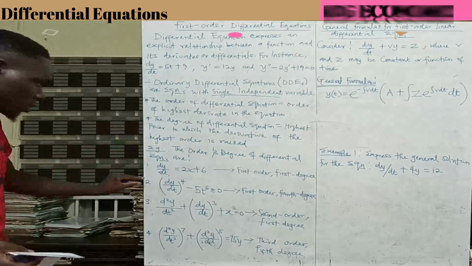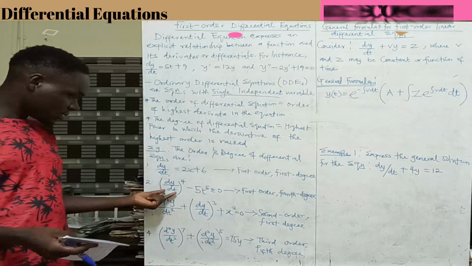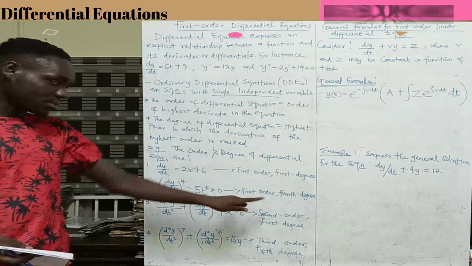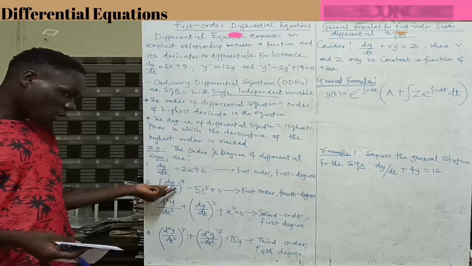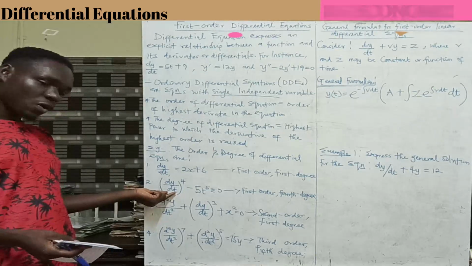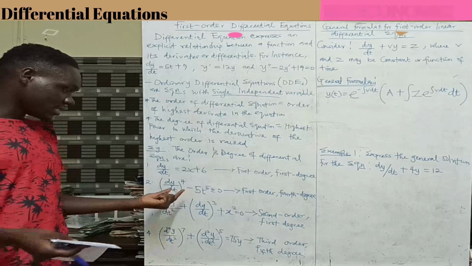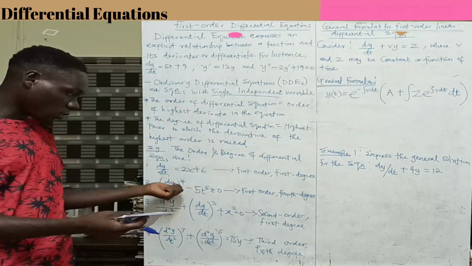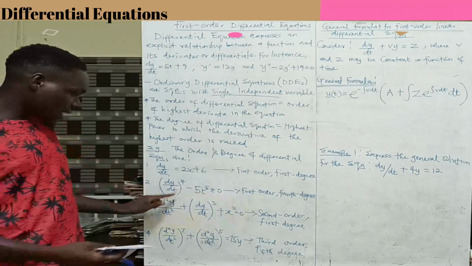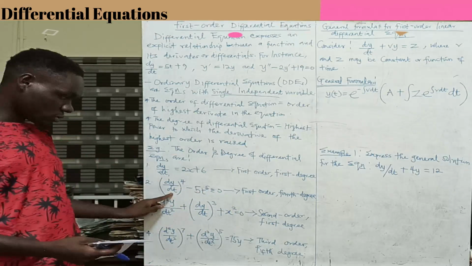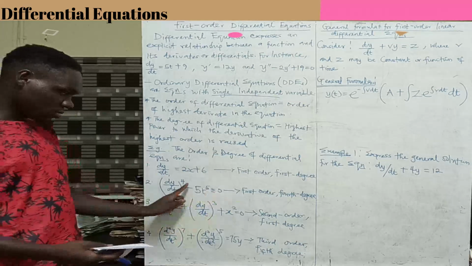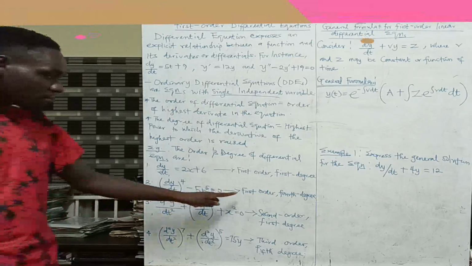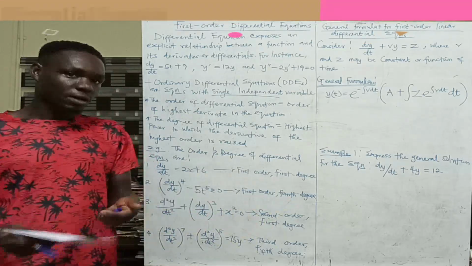Now, looking at the second one here, the highest order of differential here is order 1. That's the highest order in this case. Now, this first order, which is our highest order, is raised to the power of 4. So the degree here is 4. Meaning the highest order differential we have here is just 1, and it is raised to the fourth degree. So this differential equation can be considered as a first order and fourth degree differential equation.